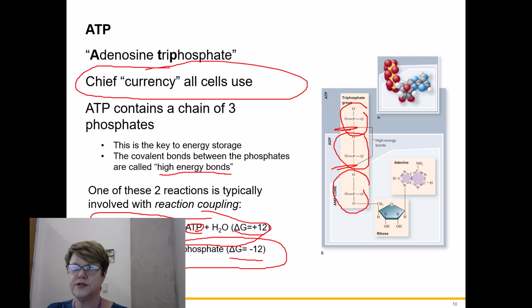All right, so we're going to break here, and then we will finish the rest of the lecture. We're going to talk about enzymes and enzymatic reactions for the next lecture segment.